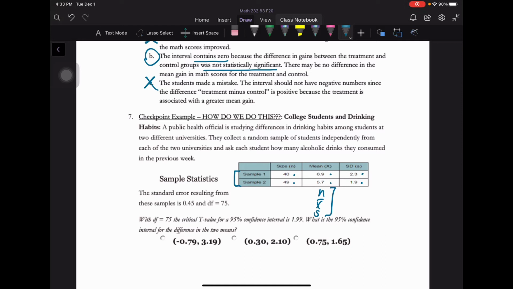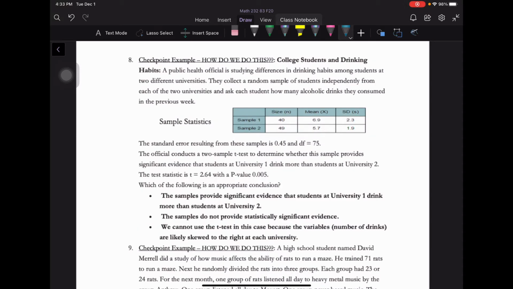Using these calculations, if you want to know the confidence interval formula, you would have X bar 1 minus X bar 2 plus or minus the t critical value times the standard error, which is the square root of S1 squared over N1 plus S2 squared over N2. We could run all that by hand, or we could use StatCrunch, and this is our winner for StatCrunch. Checkpoint 8, we're asked about an appropriate conclusion.